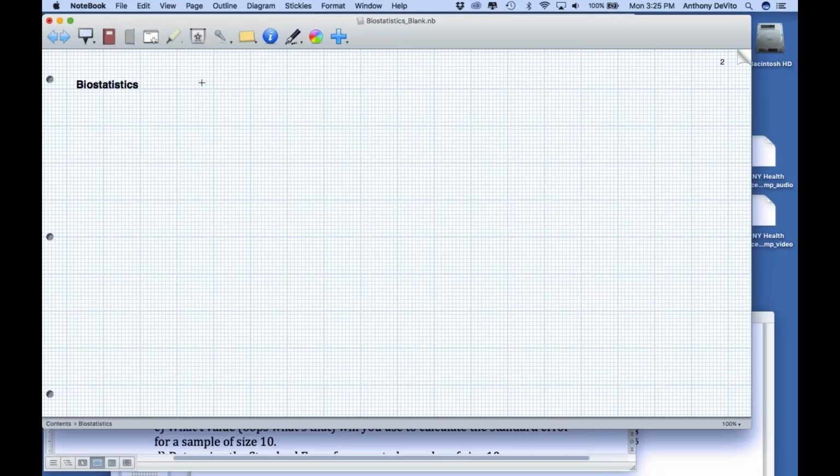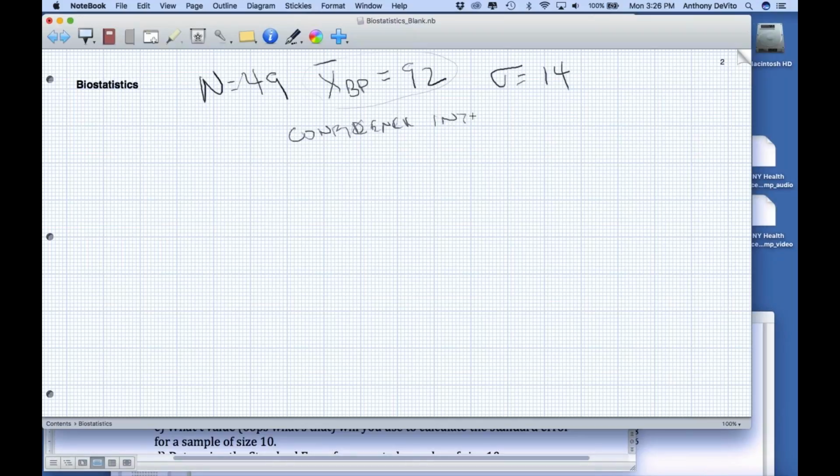Okay, we randomly select 49 people from a population. We find that the average blood pressure for those 49 people selected from that population is equal to 92. We know from a previous study that the standard deviation for everybody's blood pressure in that population is equal to 14. That's the spread for the entire population. This is my sample result from my sample. So now I want to know what's my confidence interval for the true population mean that this sample came from.